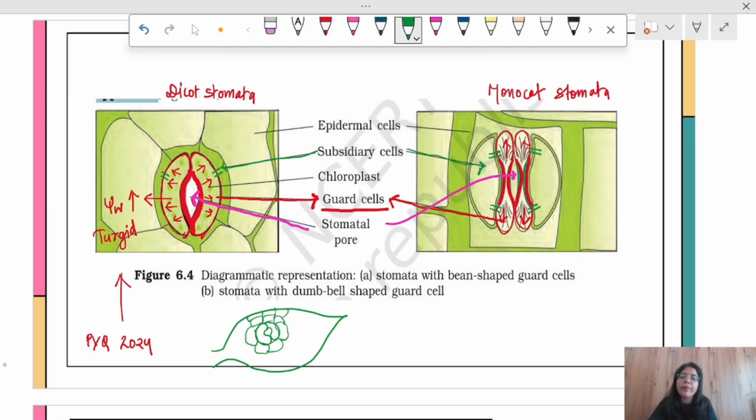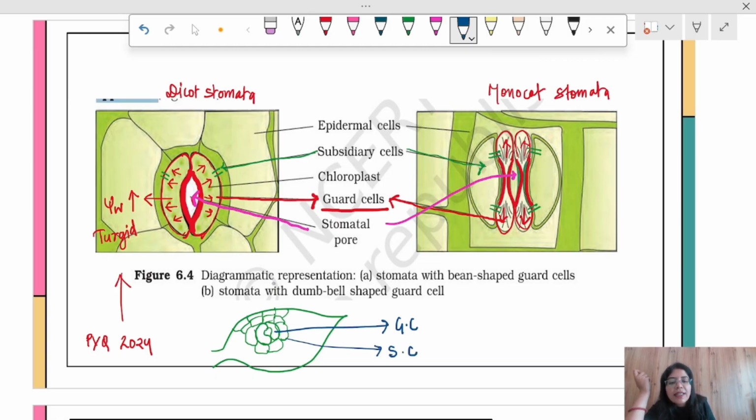Understood what I am doing? Some of the epidermal cells, they have transformed, they have modified, and they have become guard cells, they have become subsidiary cells. So what were these cells before? They were epidermal cells. These are the rest epidermal cells. I am writing EC. All epidermal cells are devoid of chlorophyll. No chlorophyll. Even subsidiary cell also doesn't have any chlorophyll.